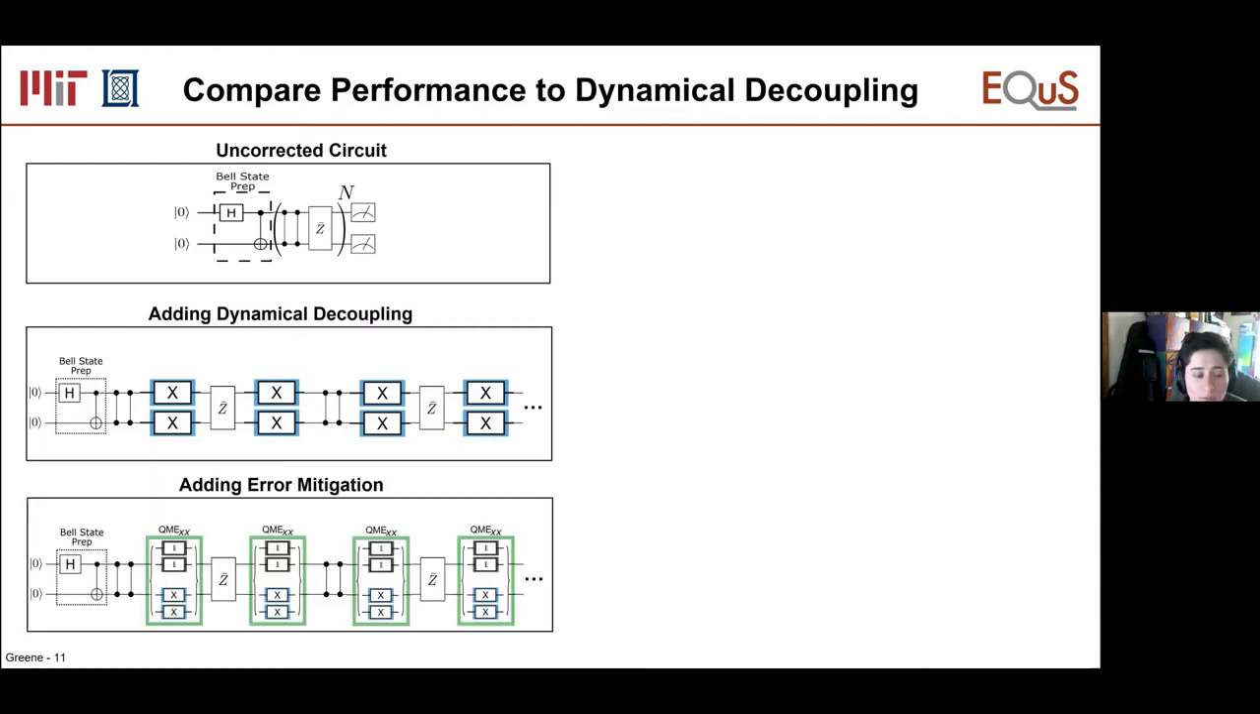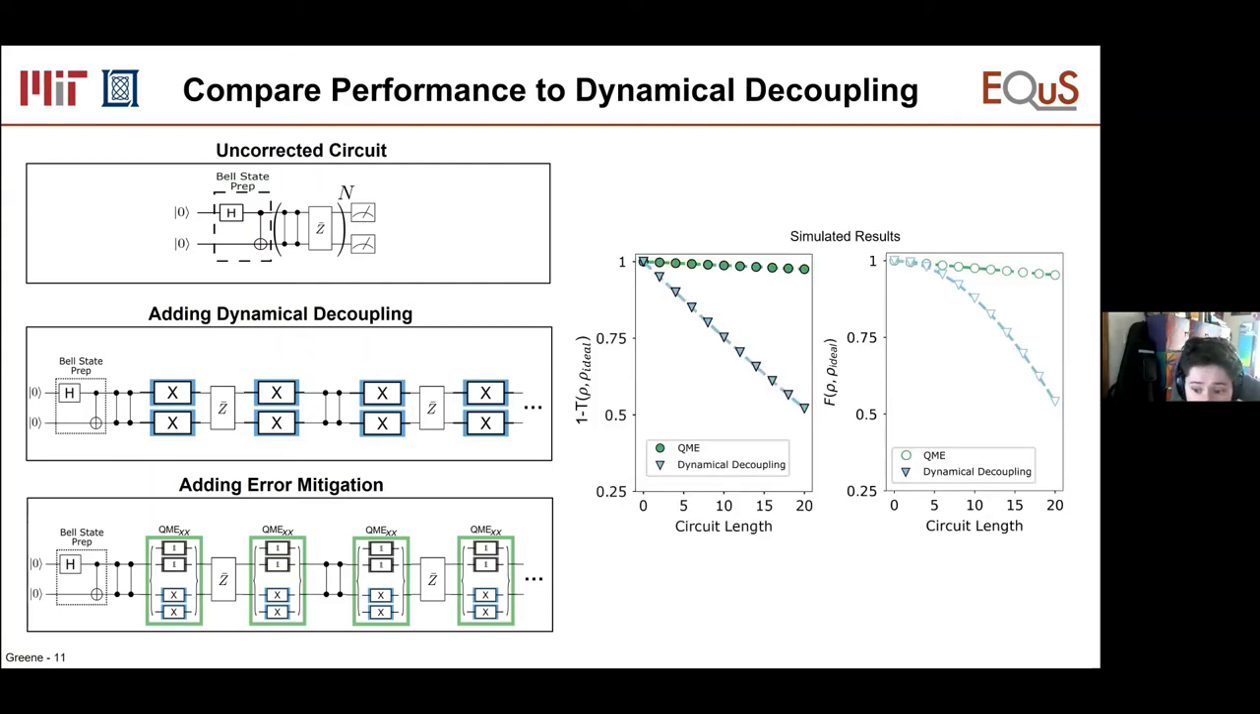And to perform QME, I'll be stochastically applying either an XX or an identity operation in the same places. And when I simulate the performance of this circuit, when there's a small over-rotation in the CZ gate, both a small single qubit and a conditional over-rotation, we see that QME is much more effective at mitigating the effects of this coherent error. And I'm looking forward to taking the data for these circuits on a device after I fix a leak in my refrigerator.